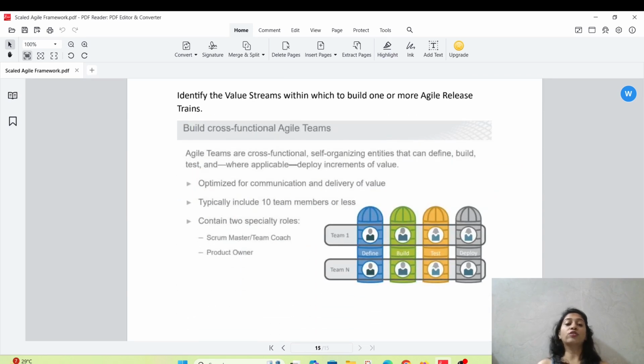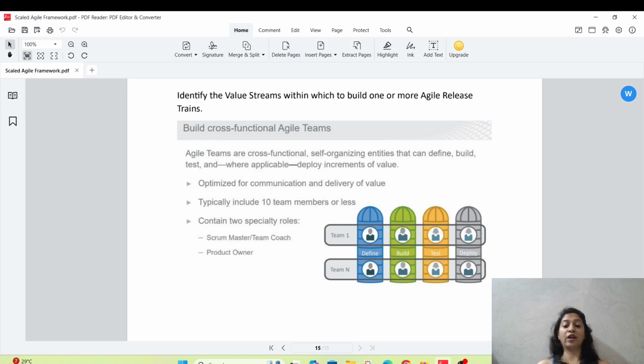So build cross-functional agile teams. Of course, we need it, right? Agile teams are cross-functional, self-organized entities that can define, build, test, and where applicable, deploy the increment of the value. No dependency. So optimize for the communication and the delivery of value, typically including 10 team members or less. Contains two specific roles, that is Scrum Master or Team Coach and the product owner. These are two special roles, right?